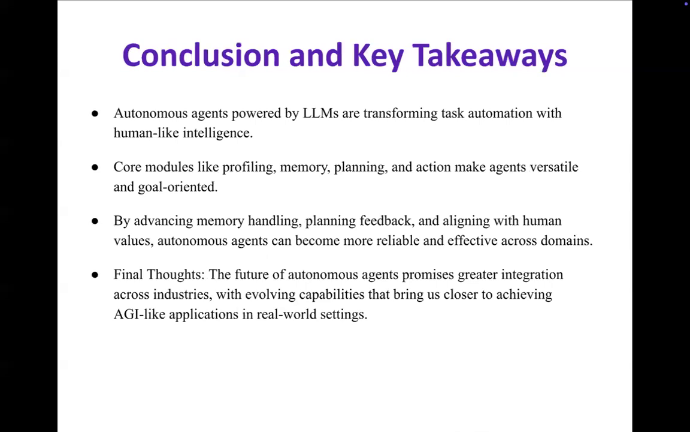Some conclusion and key takeaways for this presentation is that autonomous agents powered by LLMs are transforming task automation with human-like intelligence. The four core modules are profiling, memory, planning, and action, and these make agents more versatile and goal-oriented. By advancing memory handling, planning, feedback, and aligning with human values, autonomous agents can become more reliable and effective. And some final thoughts for the viewer is that the future of autonomous agents promises greater integration across industries with evolving capabilities that bring us closer to achieving AGI-like applications in real-world settings.